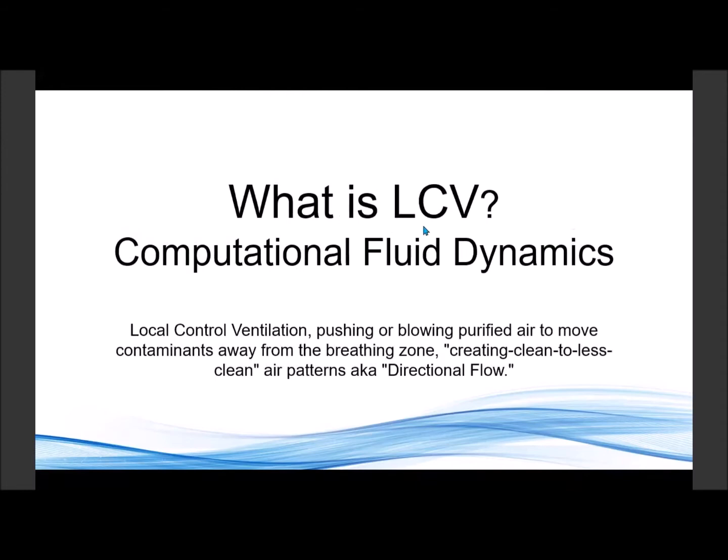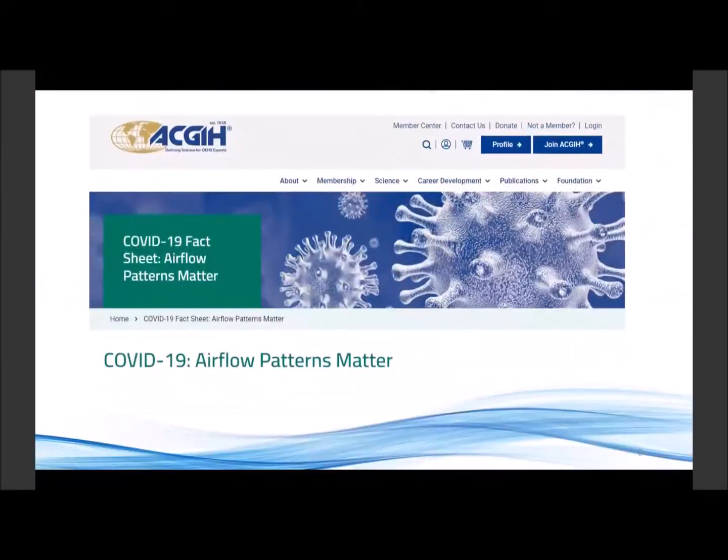What is local control ventilation? Local control ventilation is very similar to local exhaust ventilation, except it's using push air, or we're blowing purified air through the breathing zone to protect the breathing zone, creating what we're calling a clean to less clean air pattern. And some people are also calling that directional flow or directional airflow. We're going to talk a little bit about it.